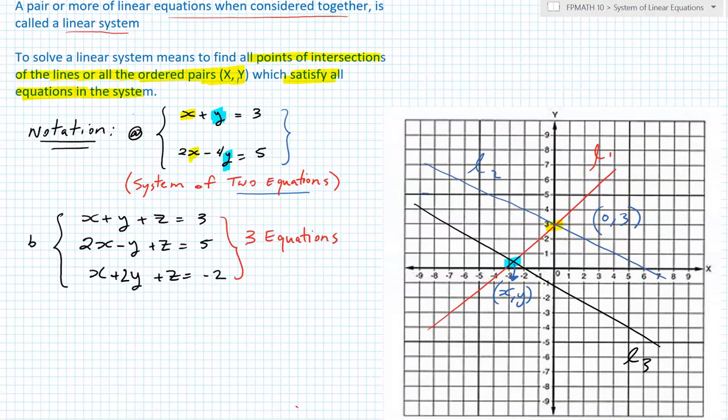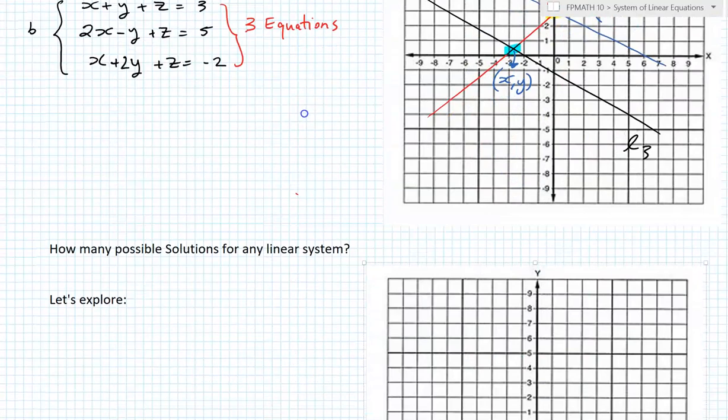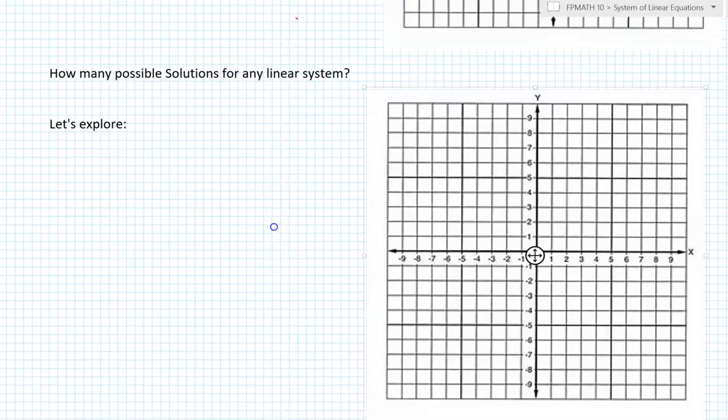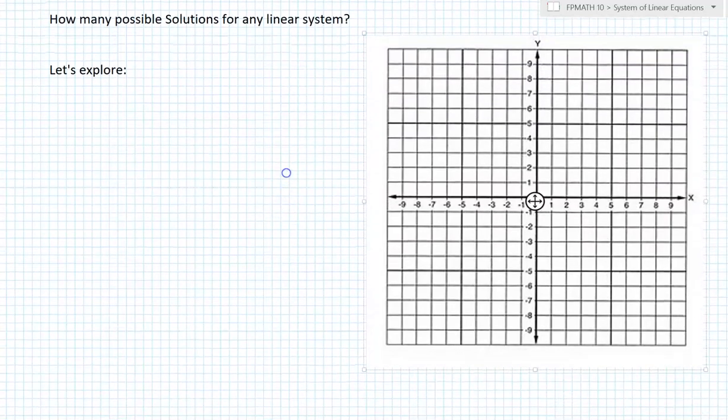So now let's look at the part where we want to know how many possible solutions we're going to have for any linear system. We kind of know this already, but let's look at it again. Well, it depends on the lines, right? So let's look at it graphically. Let's suppose I draw two lines. One is here, L1. There's another one, L2. All right? They are intersecting.